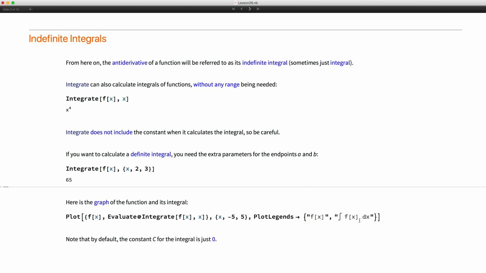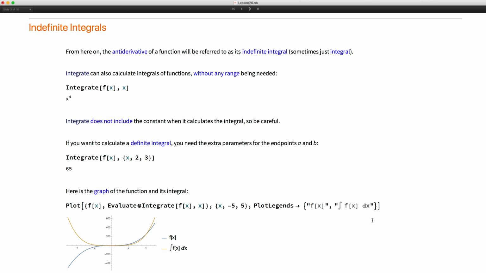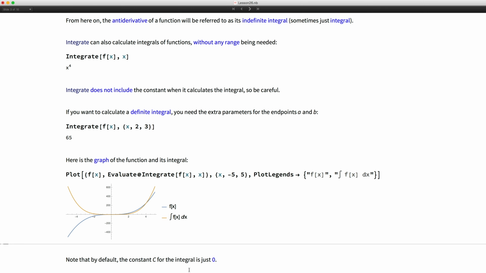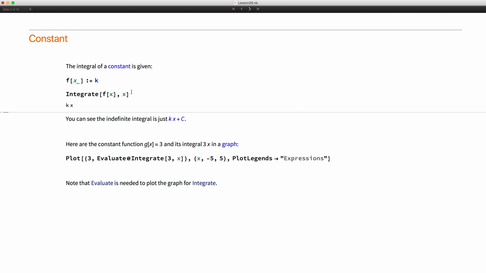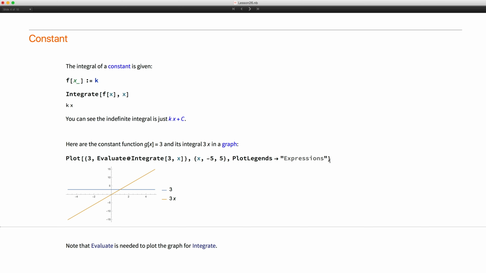So here is a plot showing the function and its integral. And once again, please note that we have set the constant for the integral to be 0 essentially. So let's begin now with some examples. So if you take a constant function, then the integral of this function is just k times x, where k is the constant. So again, mentally you must just put in the constant of integration, so you get kx plus c. So for example, if the function is 3, then the integral is 3x.